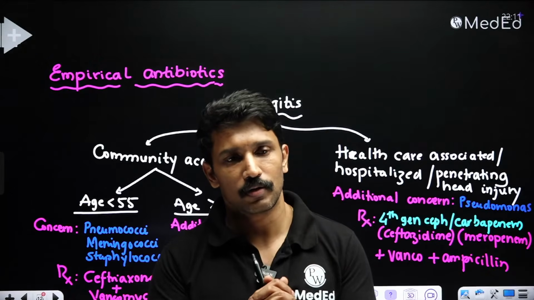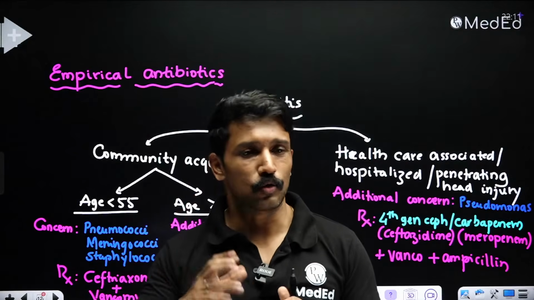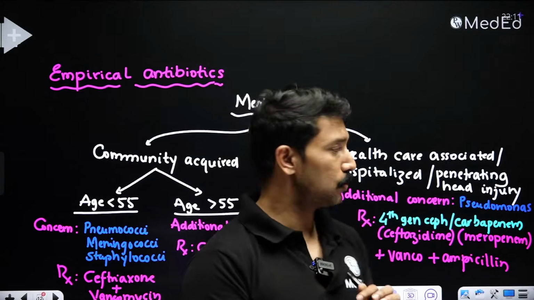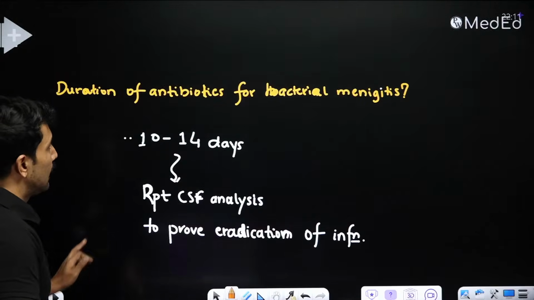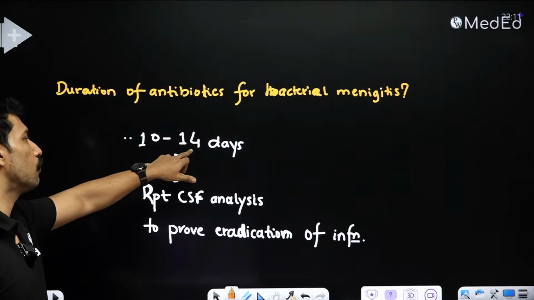And once the culture report is available, if the culture sensitivity pattern says whatever initial choice you have made is not the right one, you can revise it. If it is right, you can continue it. How long should I continue? I should continue for 10 to 14 days. At the end of 10 to 14 days of therapy, especially for Pseudomonas, we go for 14 days.